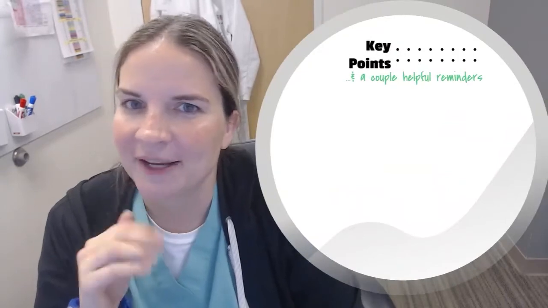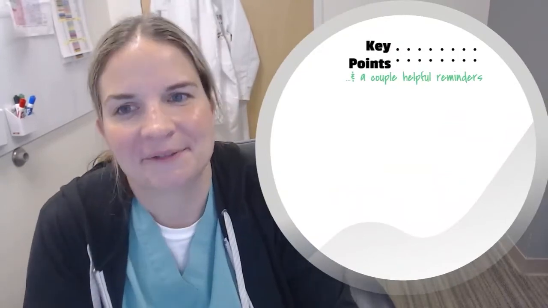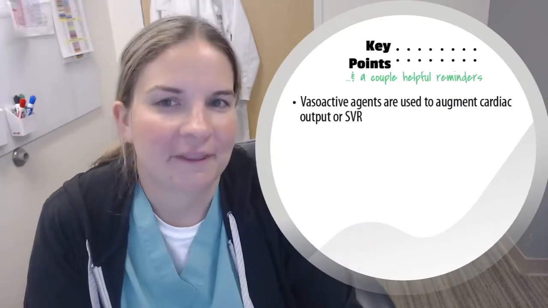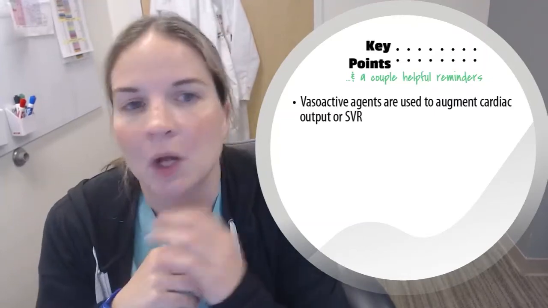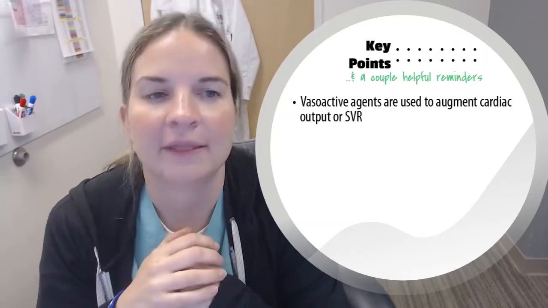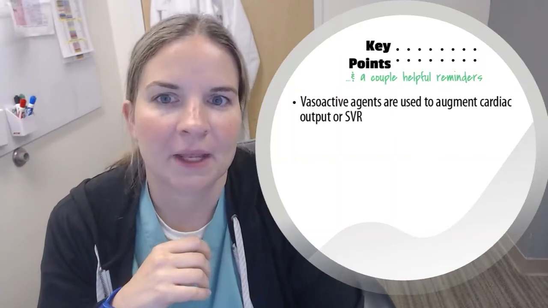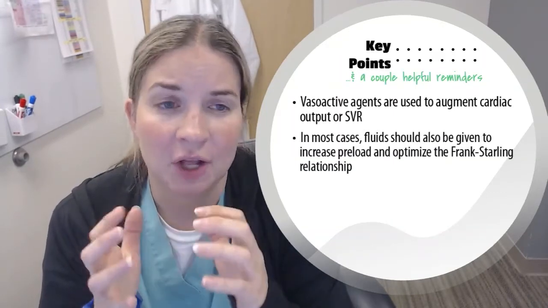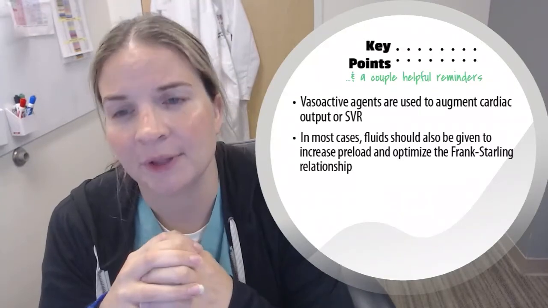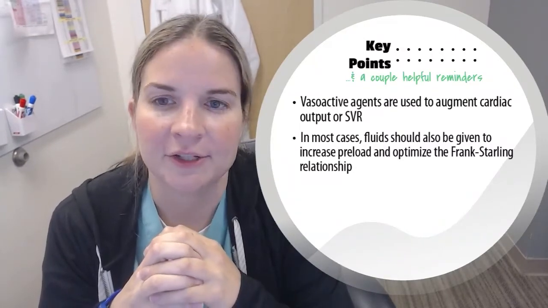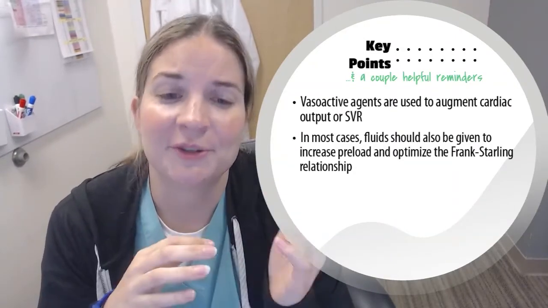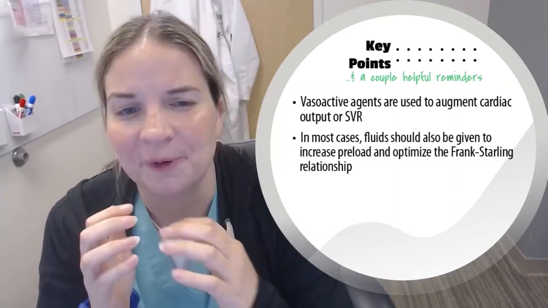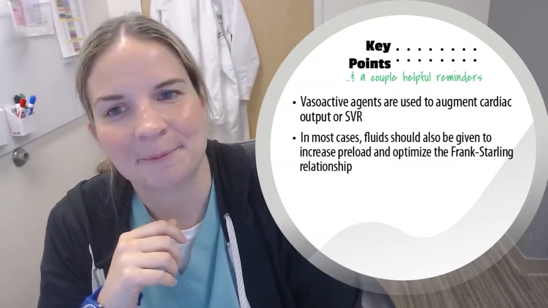So, to summarize, here are a few big ideas to take away from this video. First, the vasoactive agents we have discussed are used to augment cardiac output or SVR, thereby increasing blood pressure. In most cases, you should not rely solely on these agents, but should also give fluids, which will increase preload and optimize the Frank-Starling relationship. In almost every situation, you should actually start with the fluids before you move on to the vasoactive agents.